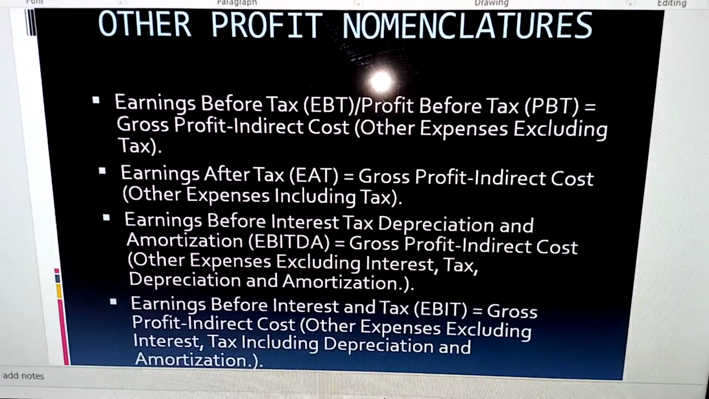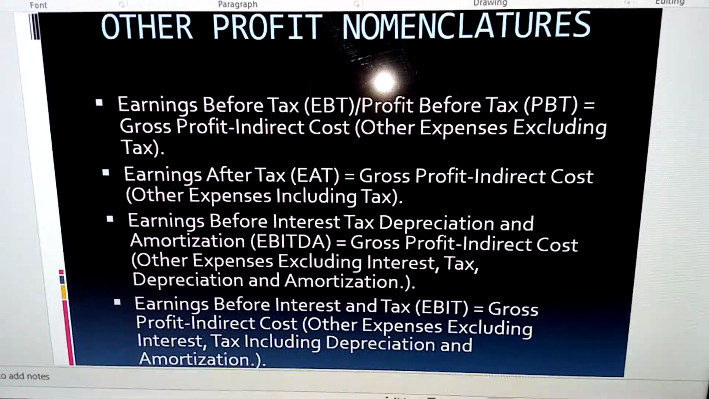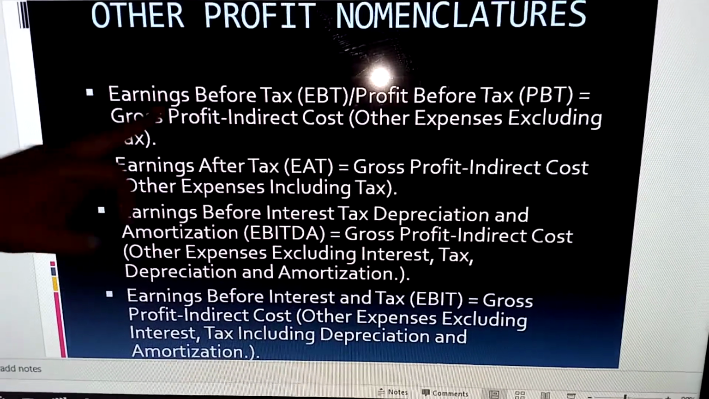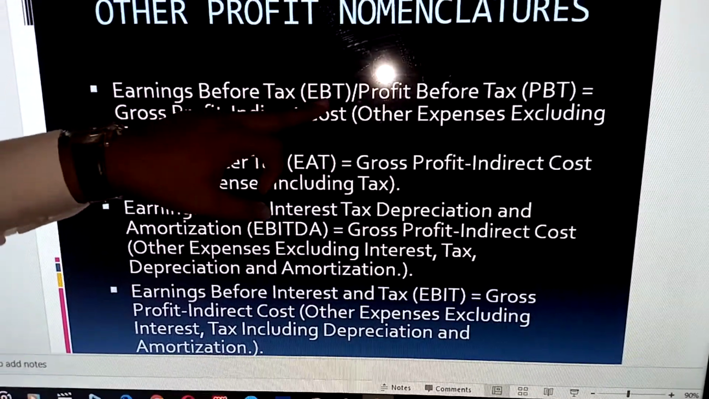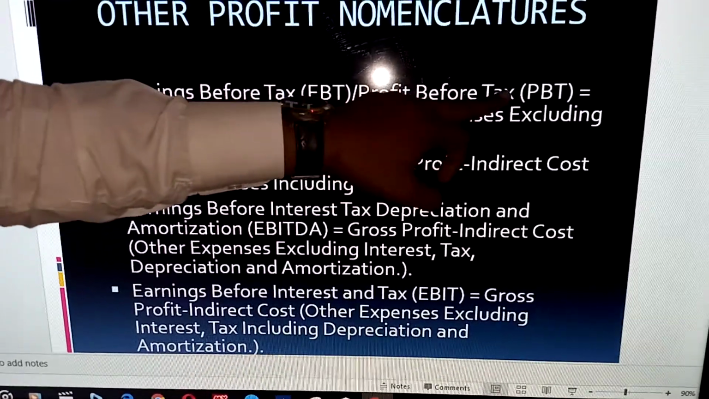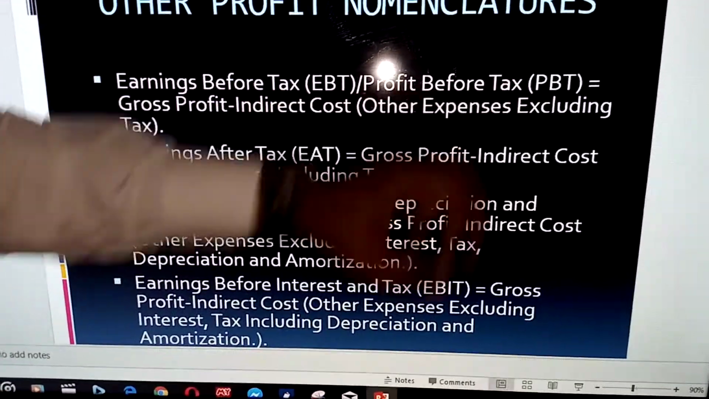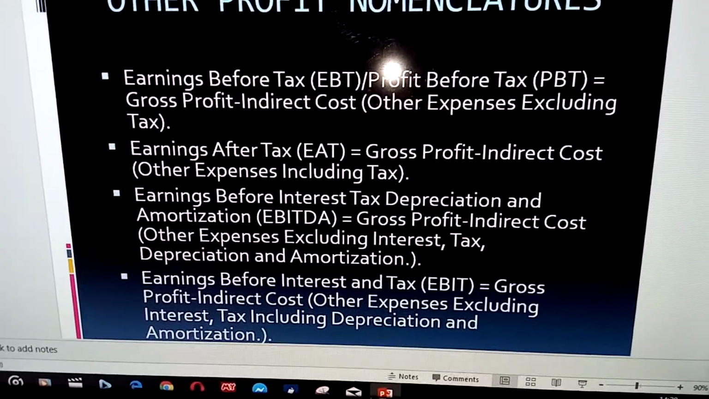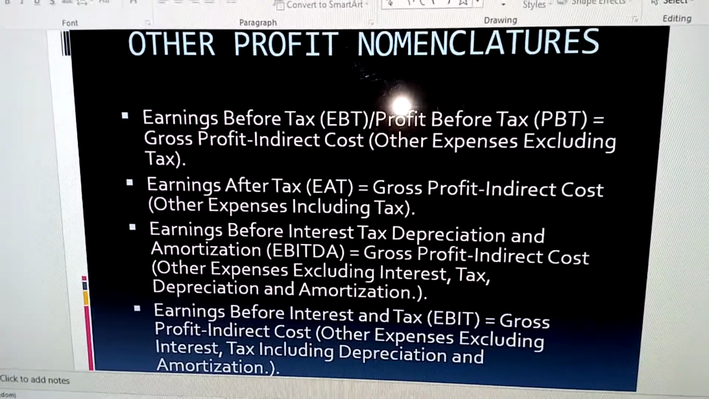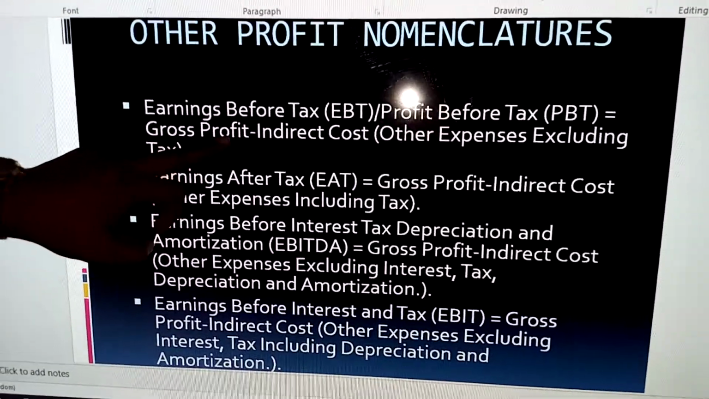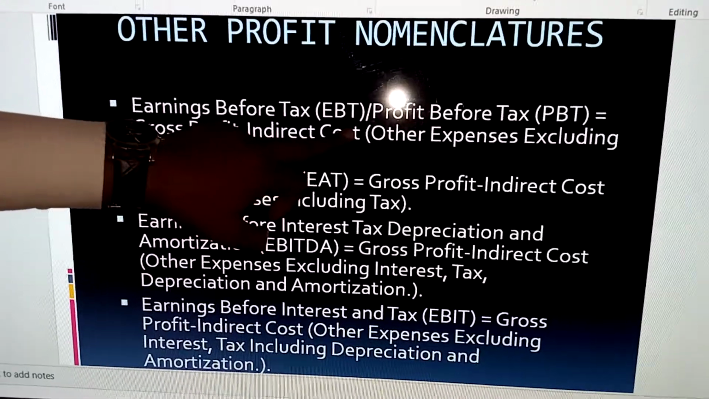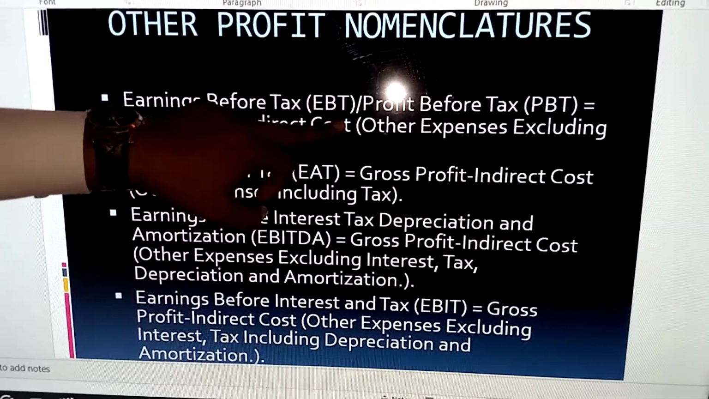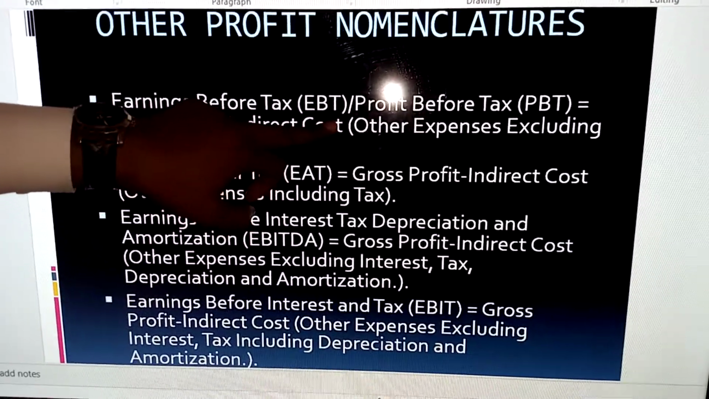On industries. But know that they are profits, despite the name they are giving it. You can hear something like earnings before tax, which is EBT, or profit before tax, which is PBT. Now, the equation for earnings before tax or profit before tax is simply your gross profit minus your indirect cost. What are indirect costs? Remember, expanded, we have things like rent, advertising, warehousing, interest, tax, and all that.